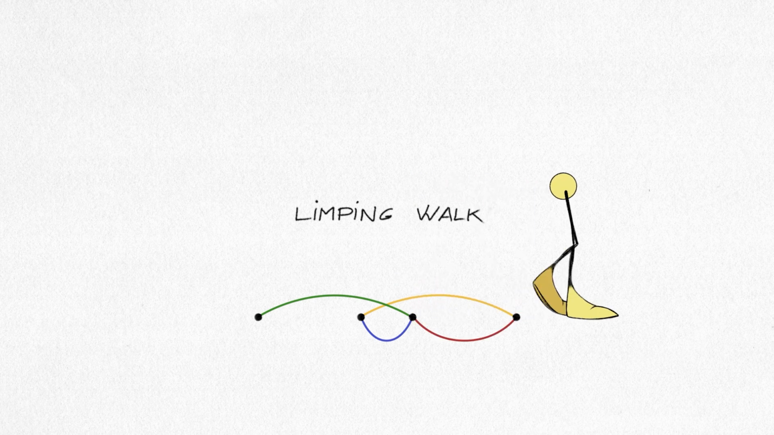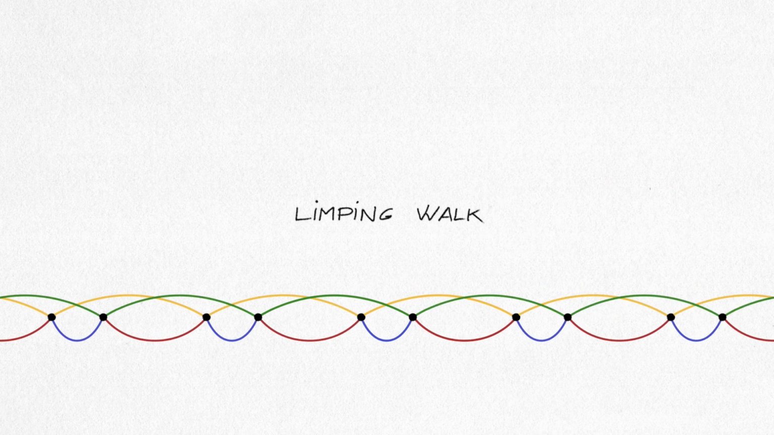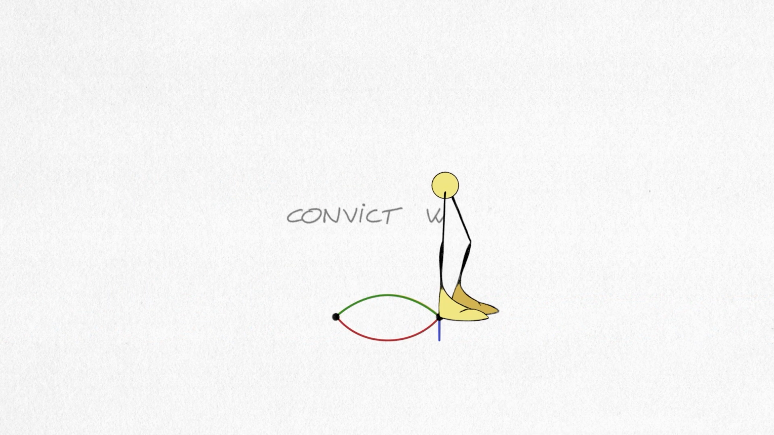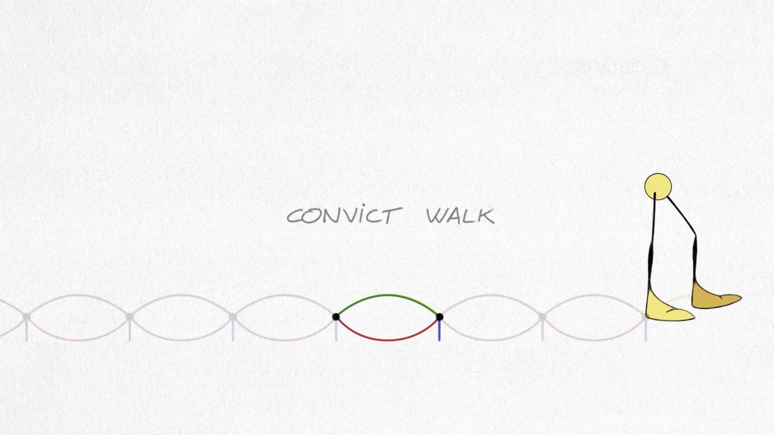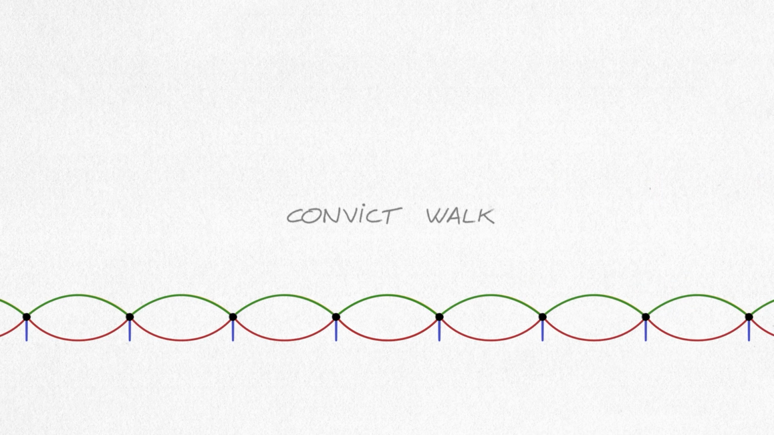If one step is shorter than the other, the cycle is non-symmetrical. It is a limping walk. The strides still intersect, but no longer overlap by half. The convex walk is a cycle where one step has 0 length, the leg dragging the ball and chain. Here, strides no longer intersect, but fully overlap.